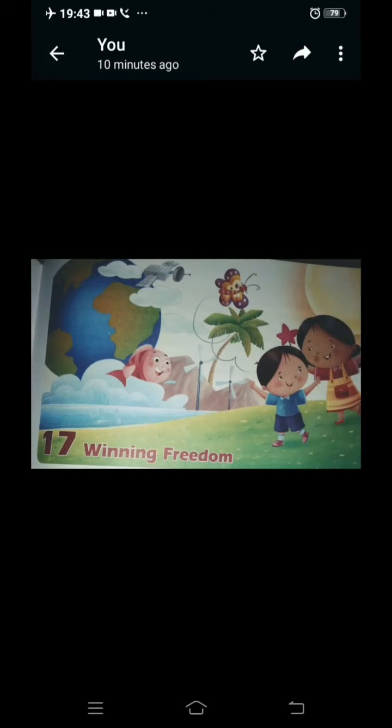Today we are going to discuss lesson 17th, Winning Freedom. India's struggle for freedom from foreign rule was an important event of the 20th century. This freedom did not come easy. India's struggle for independence was unique in many ways.